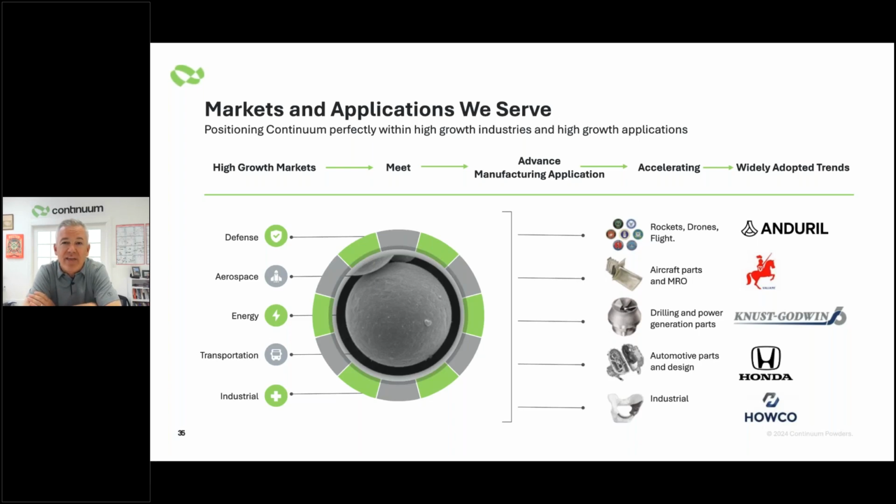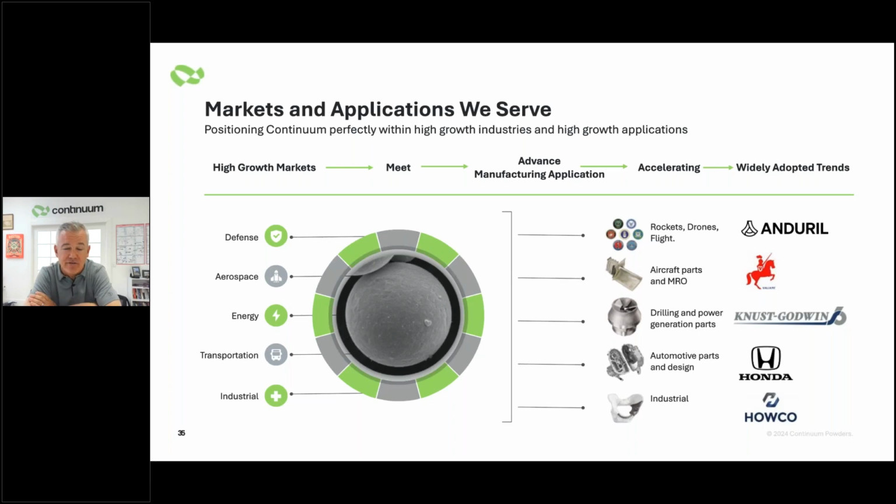So the next would be the additive machine OEMs, such as EOS, SLM, DMG Mori, who need to make sure that their powder needs are met to provide the best parts with the best properties.